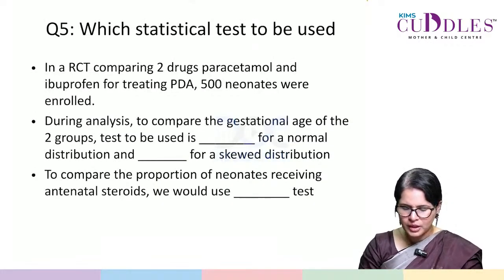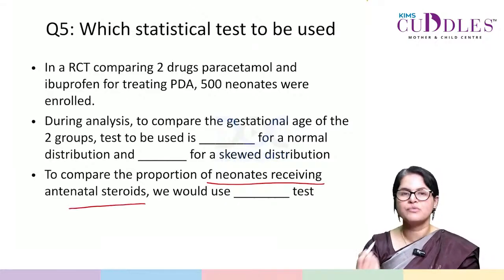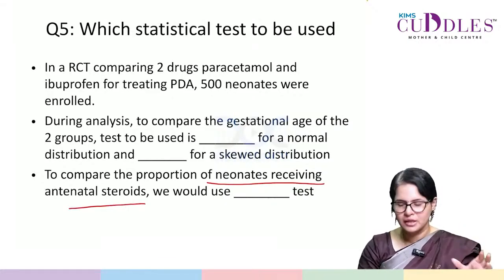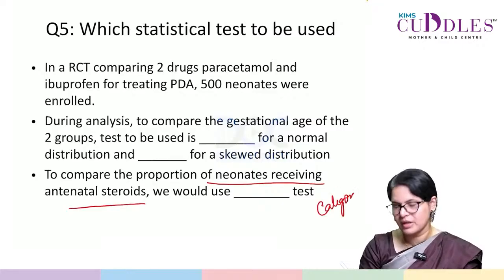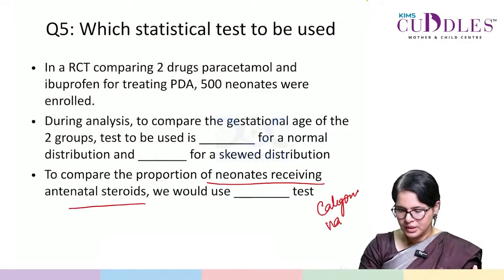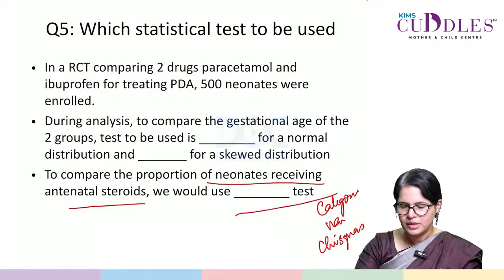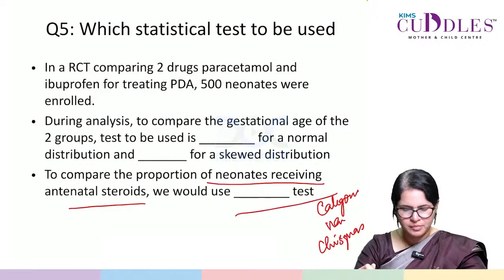The next question is to compare the proportion of newborns that received antenatal steroids. What test would you use? Now, the proportion of newborns receiving antenatal steroids is a categorical variable, right? It's a yes or no variable. Then we use the chi-square test. Okay, so this is about the first part.